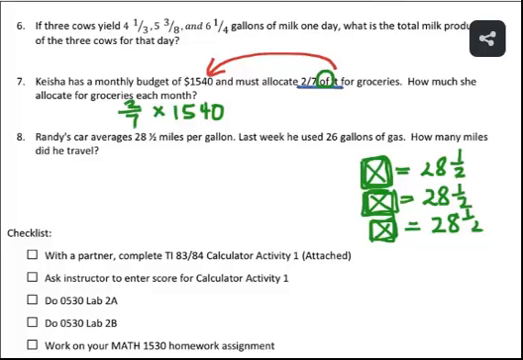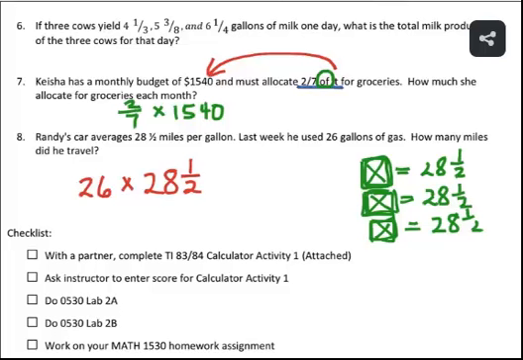We say 26 times 28 1/2, right? Because each one of these allowed him to go 28 1/2 miles, right? And he used 26 gallons. Sometimes drawing a little picture can help you understand a problem. Don't ever hesitate to do that if that helps you.